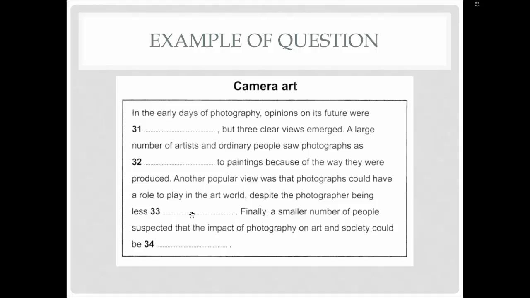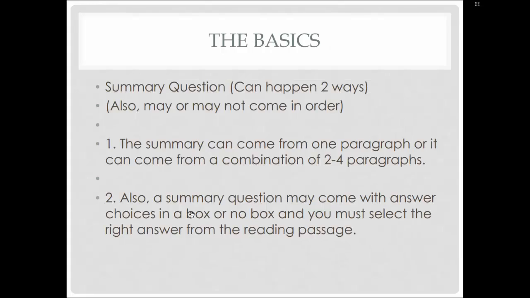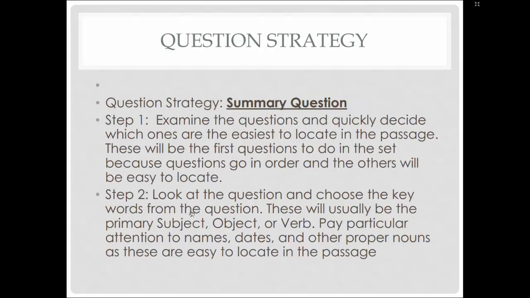A lot of times it depends on whether the summary question is found in reading passage number 1 or in reading passage number 3. If it is found in reading passage number 3, then there's a good chance that those sentences are not going to go in order, and that can make it a lot more difficult to handle. So we talked about that. It can come from one paragraph or a combination of 2 to 4 paragraphs.